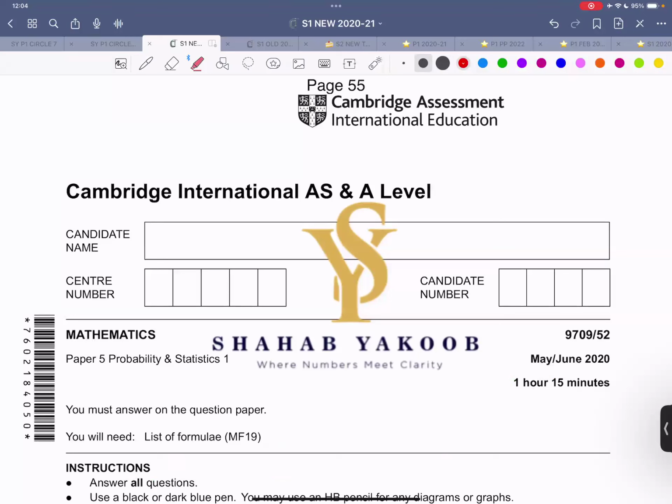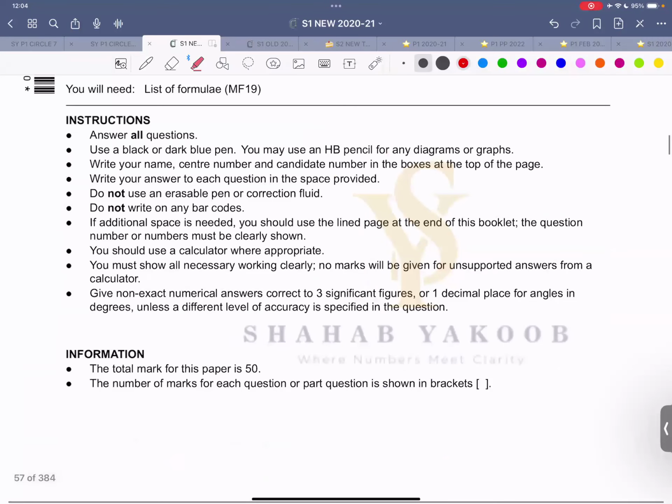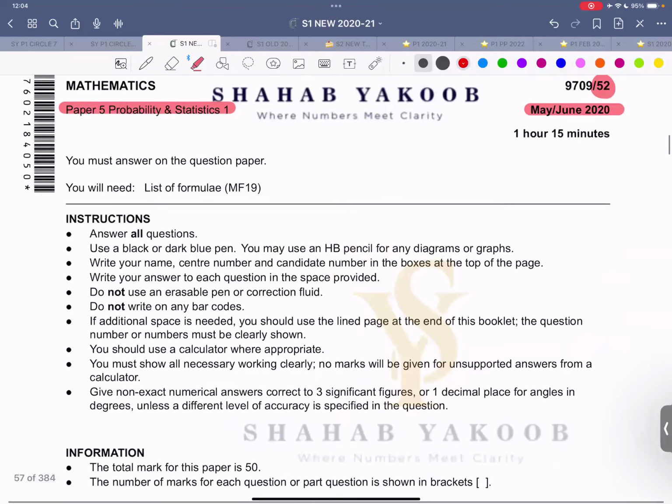Now, in today's session, we are going to solve the May-June 2020 paper. This is of S1, Probability and Stats 1. And this is the second variant, which is 52. We are all aware of the instructions.